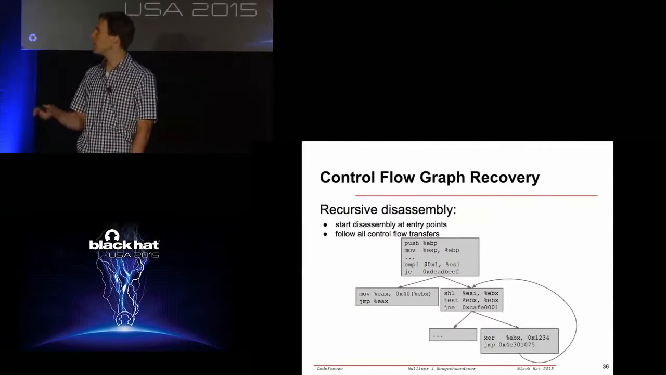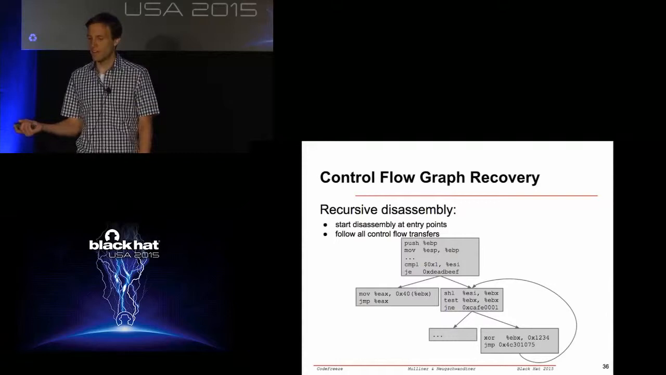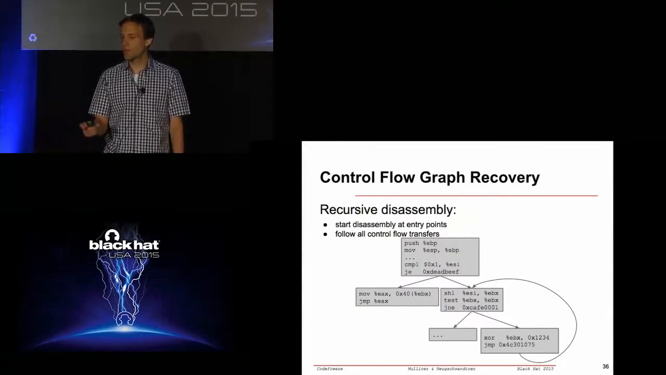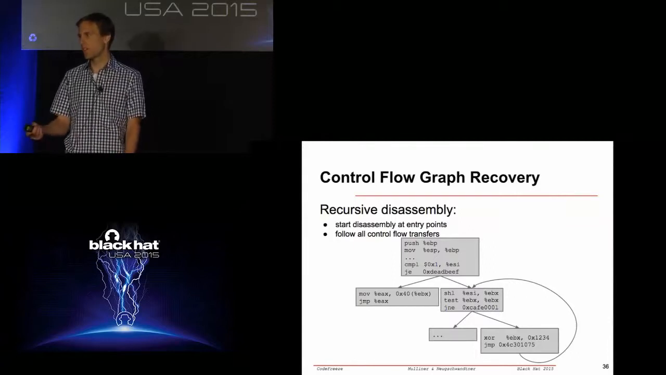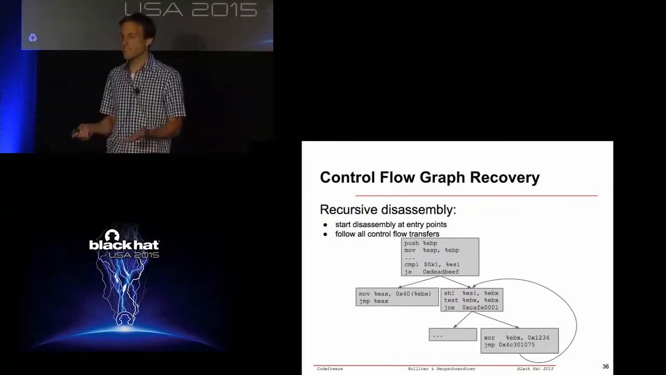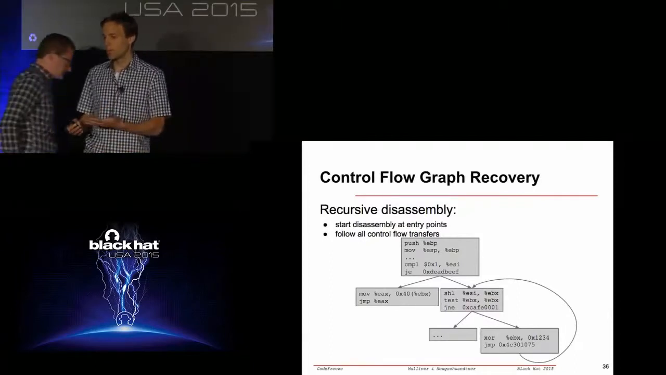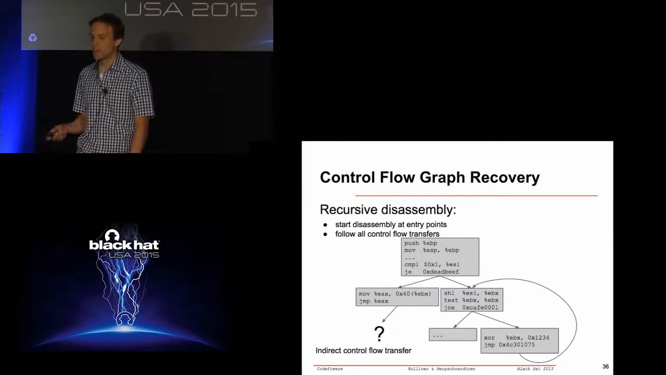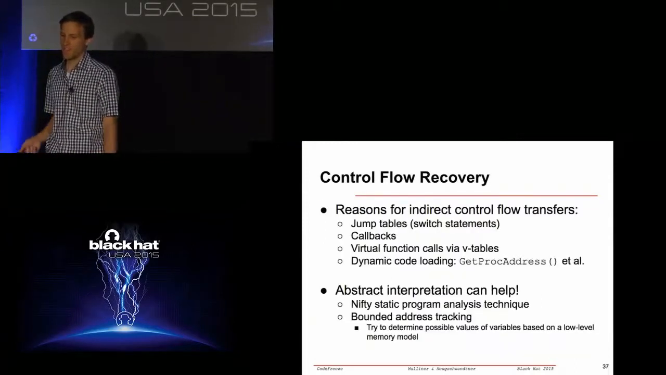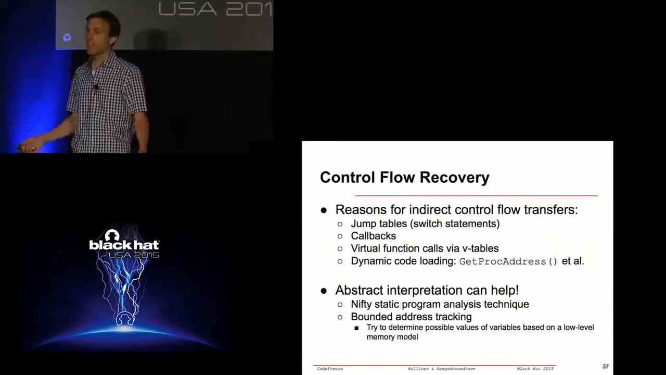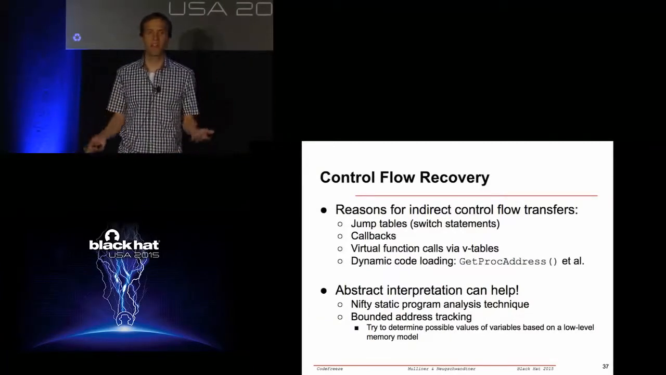Here on the left-hand side in this basic block, a memory address is being loaded from memory into a register, and then we jump to the address that is stored in that register. And of course, with static analysis, offline, we don't know where this is actually going to point to. That's an indirect control flow transfer, and that can be troublesome. Reasons for indirect control flow transfers are manifold.